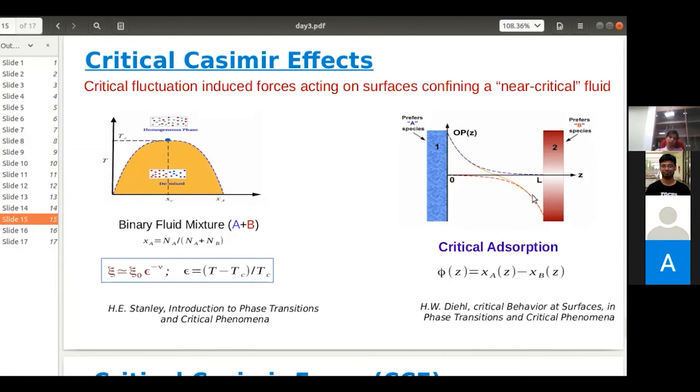What it shows is that you have two walls, A and B, and a fluid in between. Say the blue wall prefers the A type of particles, and the red wall prefers the B type of particles. We have already seen that because of the surface effect, a surface adsorption layer forms on top of the surface. So you will have a surface adsorption layer on wall A, the first wall, with a preference for A type particles. That's why the order parameter is positive here. On the second wall, you will have another surface adsorption layer, but this time the order parameter will be negative because it prefers the B type of particles.